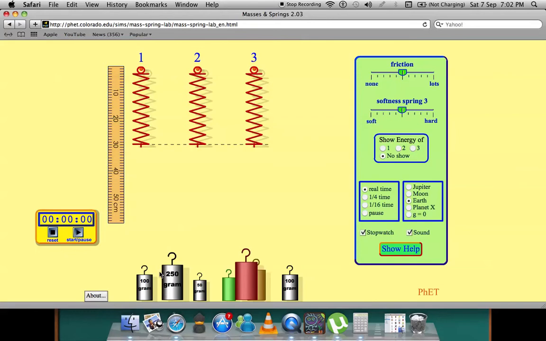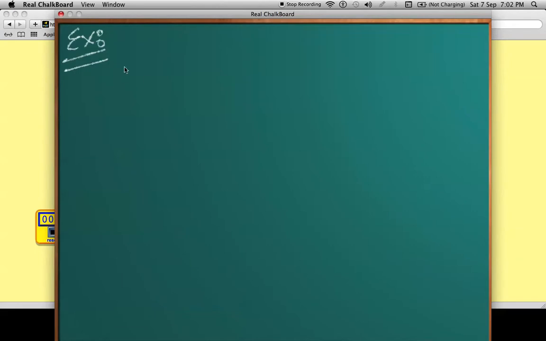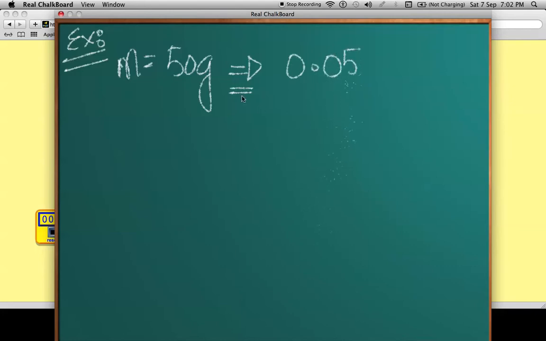Now I am putting a mass of, let's say, 50 grams on this. The mass that I'm using is 50 grams, which we will always need to convert into kilograms. So 50 grams would be 0.05 kilograms. Why? Because we divided by 1,000 to convert it to kilograms. So this mass is 0.05 kilograms.